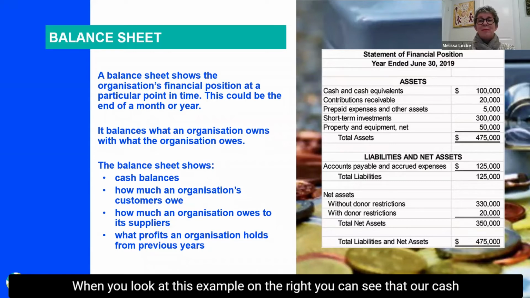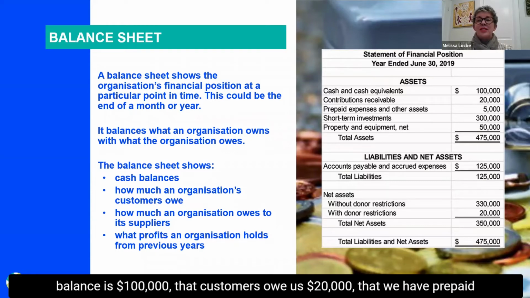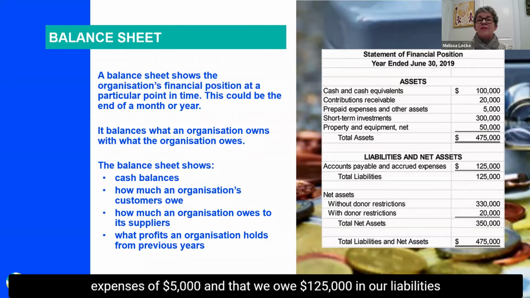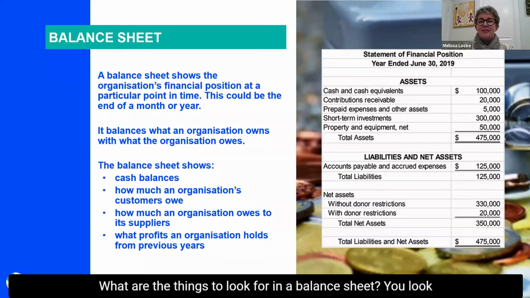When you look at this example on the right, you can see that our cash balance is $100,000, that customers owe us $20,000, that we have prepaid expenses of $5,000, and that we owe $125,000 in our liabilities and net assets.